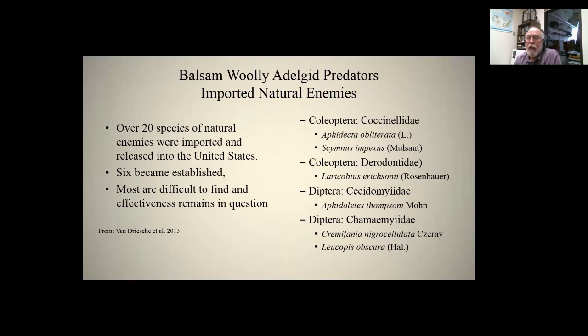One of the things that has been getting a bit of attention, though, is it's an invasive species. And one of our first means of management, or first means to try and control a lot of invasives, is to use biological control agents. Now, balsam woolly adelgid was no different. There were, I think, 23 total species that were imported and released into the United States. I know there were more than 20. I think it's 23. Six have become established, most not established very well. They're difficult to find, and effectiveness remains really in doubt, I put in question.